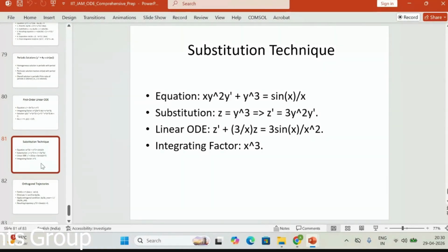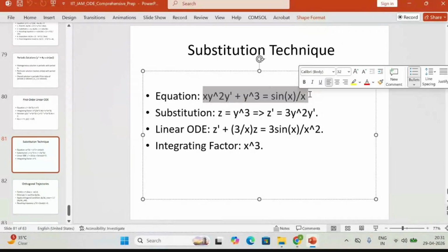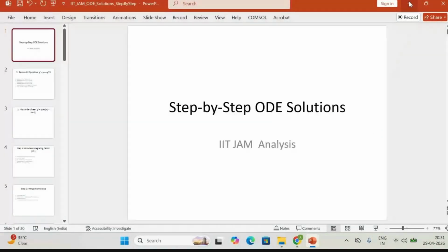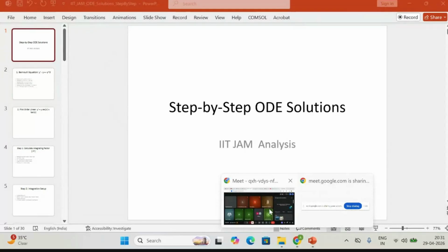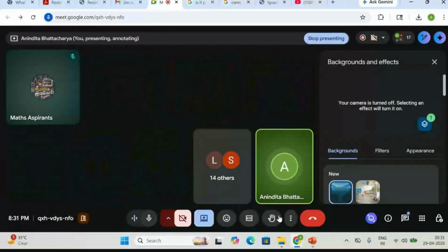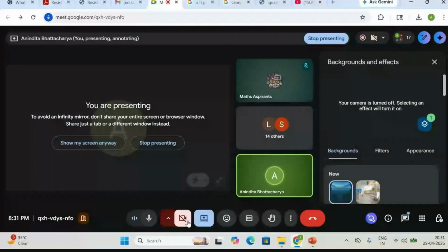So last time we solved ODEs. Let's get back into solving. Solve this particular ODE, y square y prime plus y cube equals sine x by x. I can write this ODE in the chat box and you can try to solve it for 2-3 minutes.